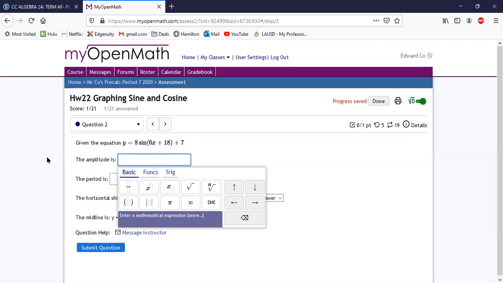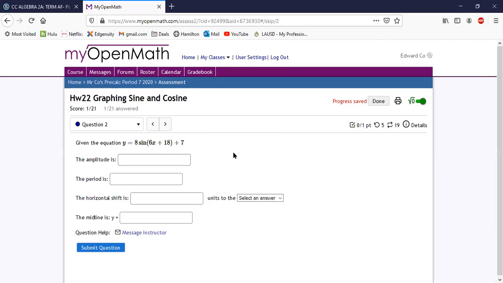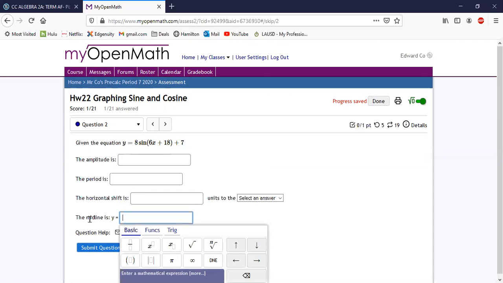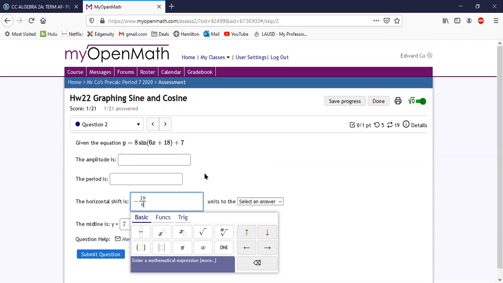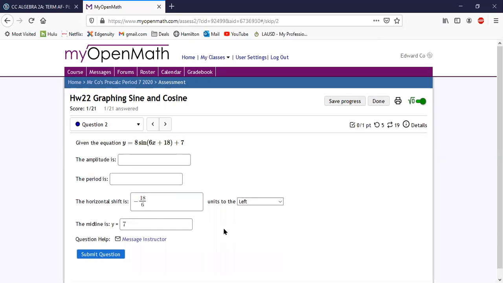Okay, the amplitude here. So these are not hard, right? These are not hard. It's just re-asking you what A, B, C, and D are. Okay. Now the midline here, that is our vertical shift, and that's our D value automatically. Okay. My horizontal shift here is going to be negative B over C. So that's going to be negative 18. Sorry, it's B over C, but this is going to be negative for us. Negative B over C over 6. And then because it's negative, it's going to be shifted to the left.